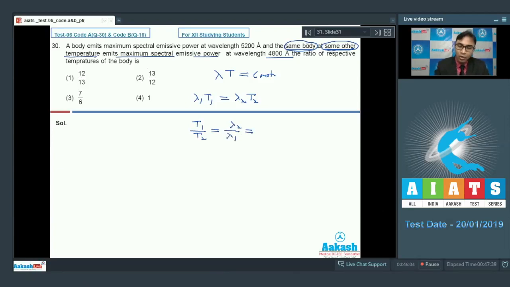But according to the question, lambda 2 is 4800 angstrom and lambda 1 is 5200 angstrom. So the 0s will cancel out, and we know that 12 4s are 48 and 13 4s are 52. So the ratio will be 12 by 13. So option number 1 will be the correct choice. Now let's move to question number 31.